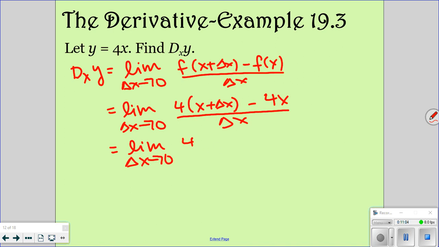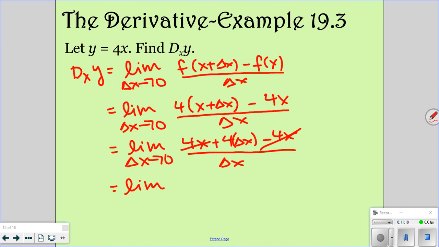So we can distribute, and we'll have 4x plus 4 delta x minus 4x all over delta x. And so the 4x's cancel. And so we have 4 delta x over delta x. And so our delta x's cancel, and we're just left with 4, and we don't have to worry about trying to plug anything in because there's no delta x left. So our answer is just 4.